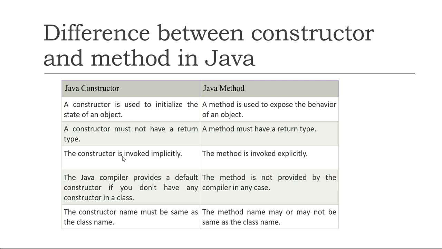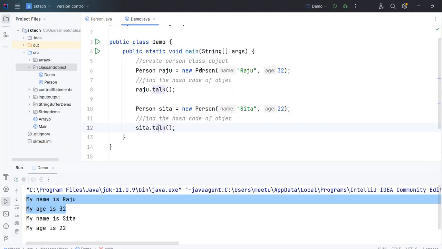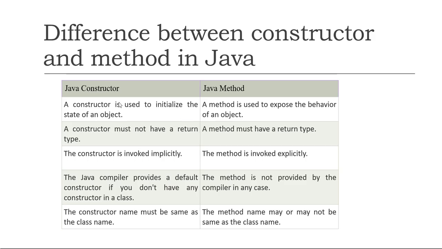The next point is that a constructor is invoked explicitly, and a method is too, so this is not really a difference. Basically, this is a similarity. We call the constructor explicitly here in the demo class, right? And a method is also called explicitly. So this is a similarity between the constructor and method. The next point is that the Java compiler provides a default constructor if you don't have any constructor in a class, but a method is not provided by the compiler in any case. So this is the difference between constructors and methods.